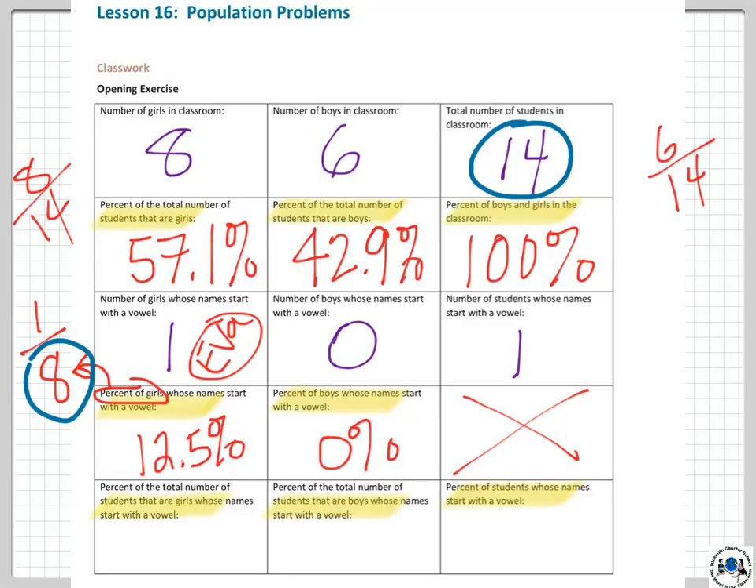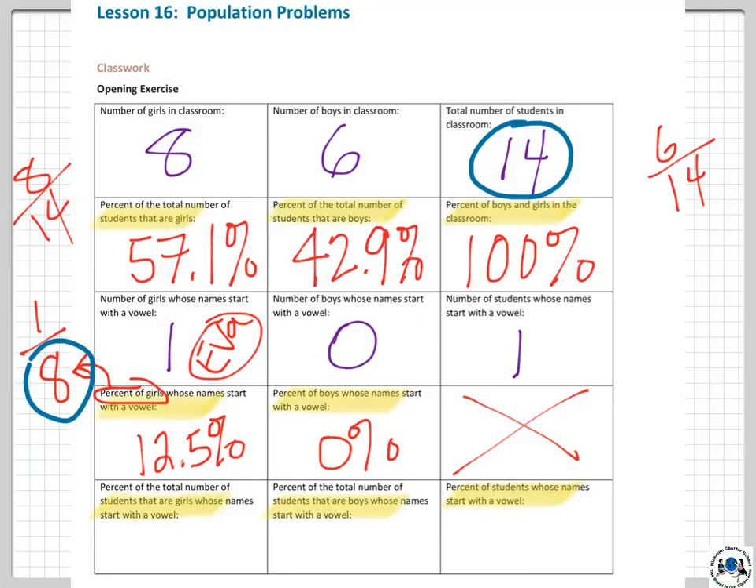All right, now on the bottom here it asks us percent of total number of students that are girls whose names start with a vowel, okay? Now again, the only reason this is here is this idea of percent of the total number of students, okay? So the total number of students that are girls whose names start with a vowel.